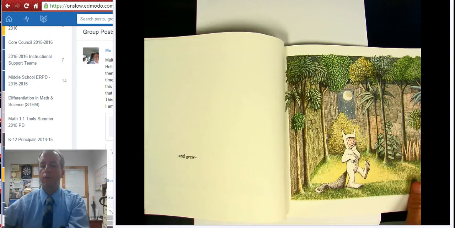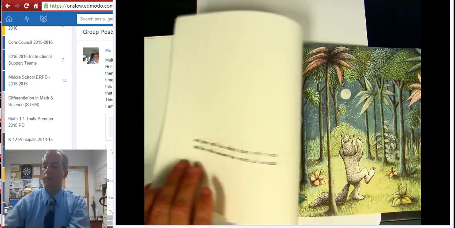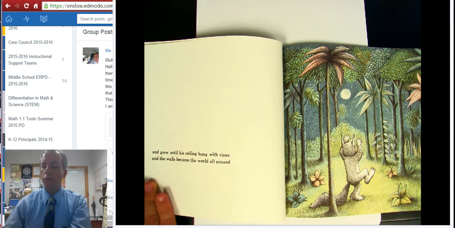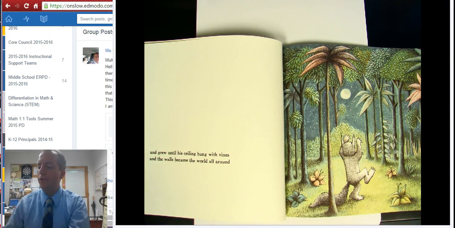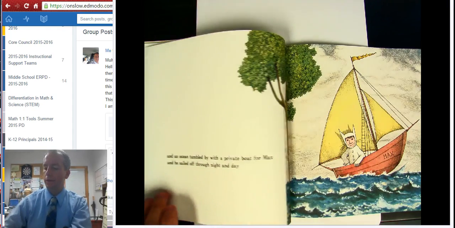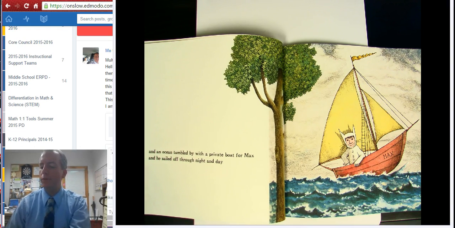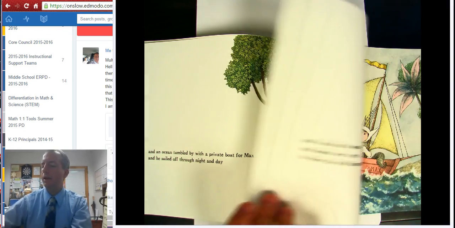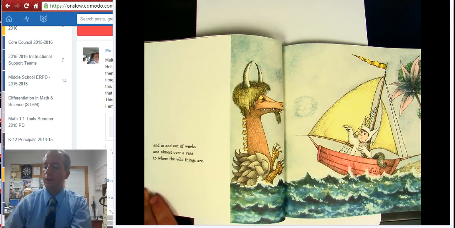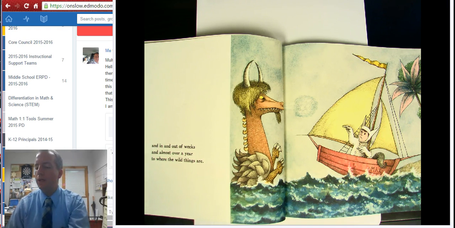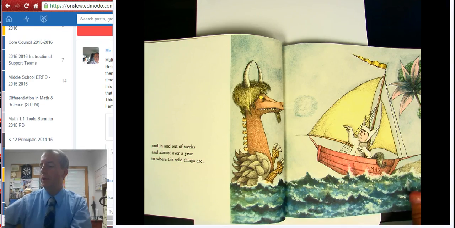And grew. And grew until his ceiling hung with vines and the walls became the world all around. And an ocean tumbled by with a private boat for Max, and he sailed off through day and night. And in and out of weeks and almost over a year to where the wild things are.